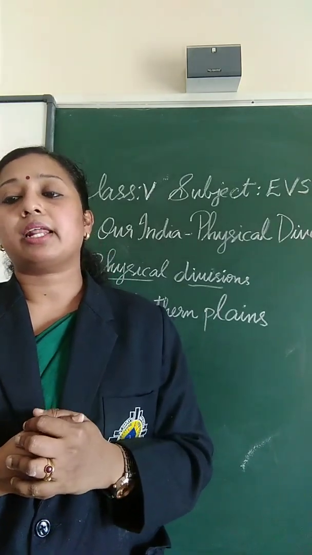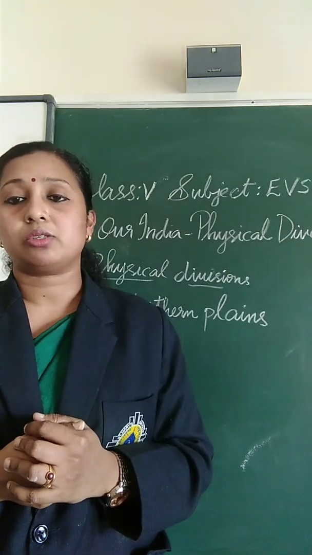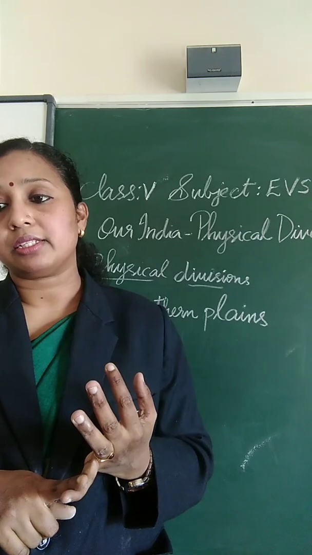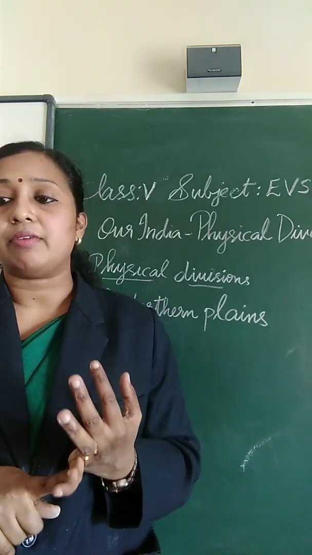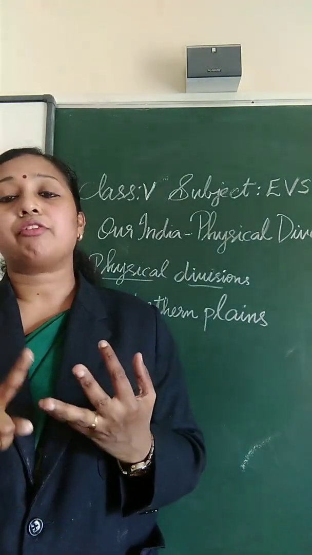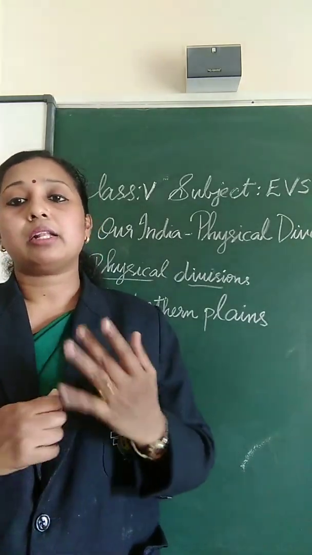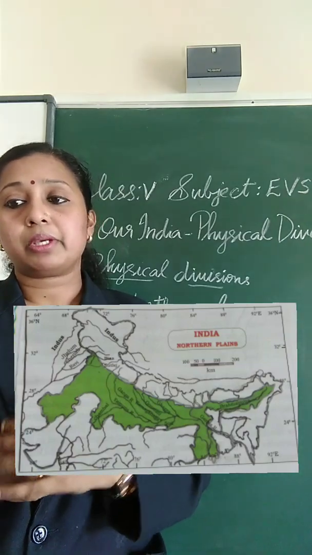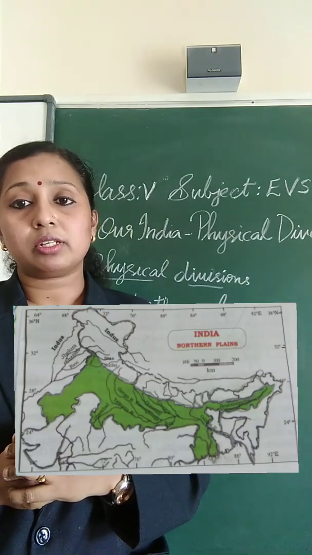And similarly, there are plains located to the south of Himalayan ranges. They are very vast, fertile and level. Level means it will be plain. And you can see the picture of northern plains on the screen. So look at the picture or the map of the northern plains on the screen.